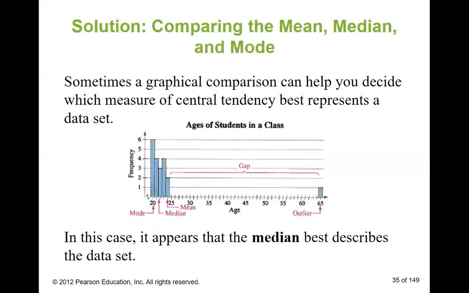You want to get something that's not going to be affected by outliers, and that means if there's an outlier, don't use the mean. If your mode happens to be clustered at one end of your data or the other, you probably don't want to use it. The median would be a better option.